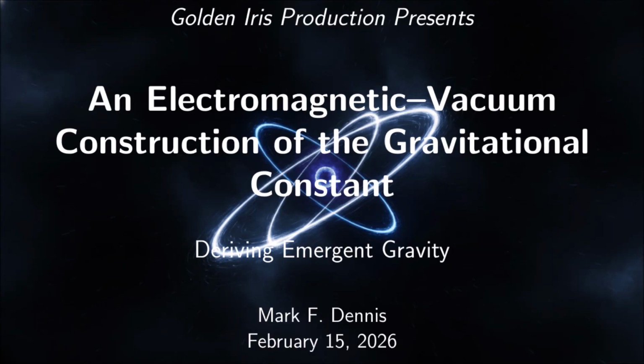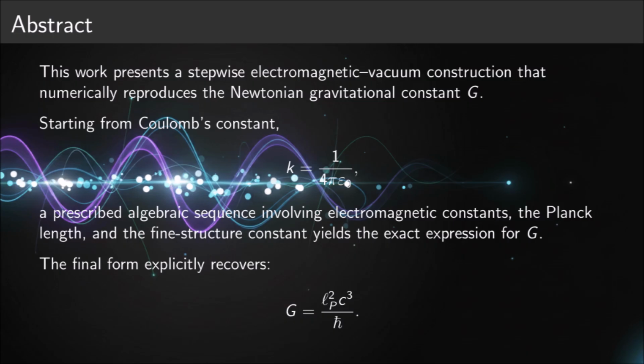Golden Iris Productions presents an electromagnetic vacuum construction of the gravitational constant, Deriving Emergent Gravity, by Mark F. Dennis. Abstract. This work presents a stepwise electromagnetic vacuum construction that numerically reproduces the Newtonian gravitational constant, denoted by G.